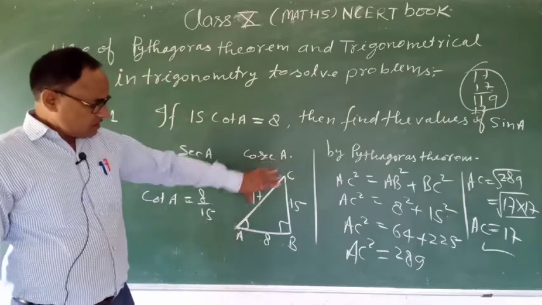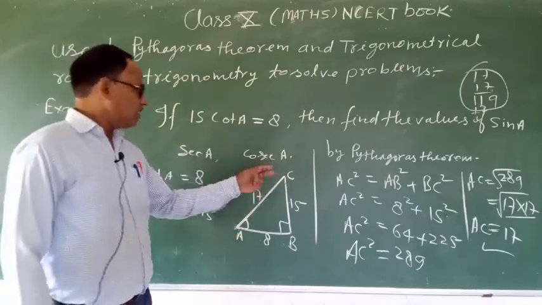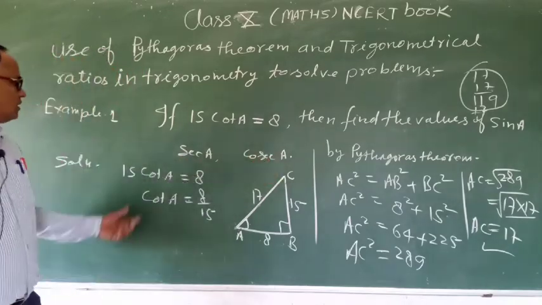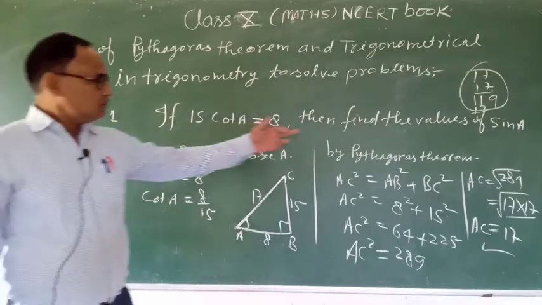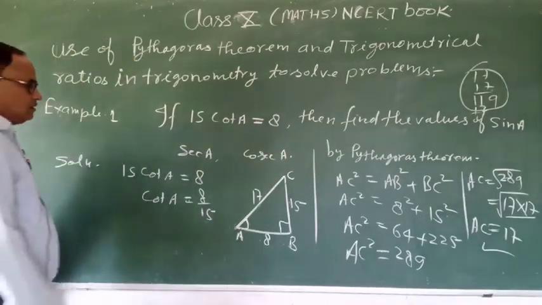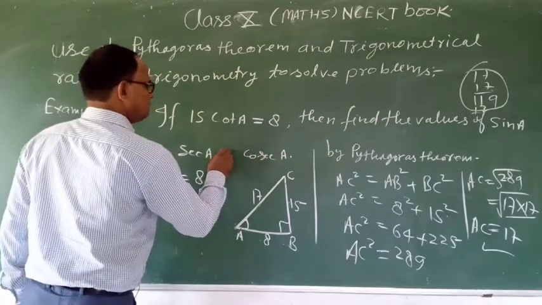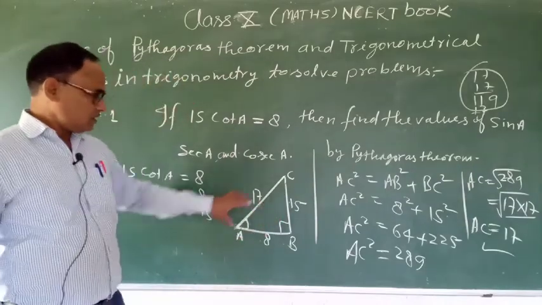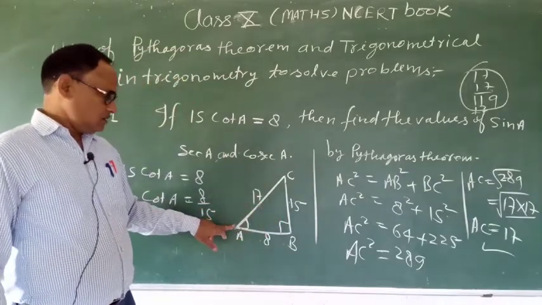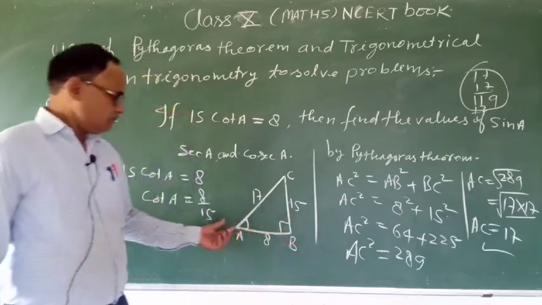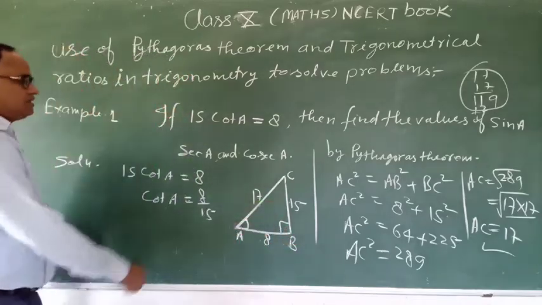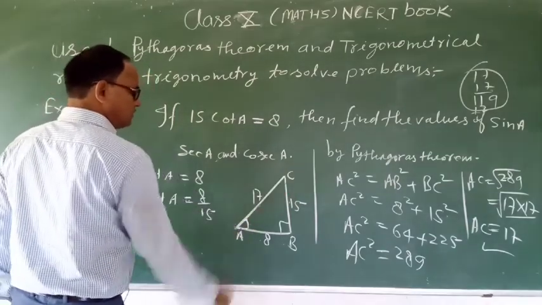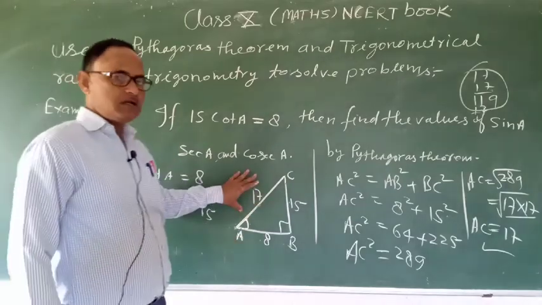Without determining the value of AC, we cannot find the values of sec A, cosec A, and sin A. Therefore, it is a must to determine the value of AC. We determine the value of AC by Pythagoras theorem. We get the value of AC is 17, then the 3 sides are clear.